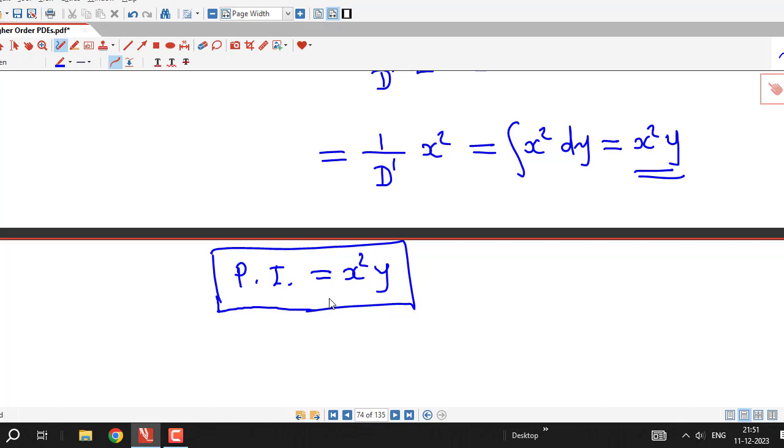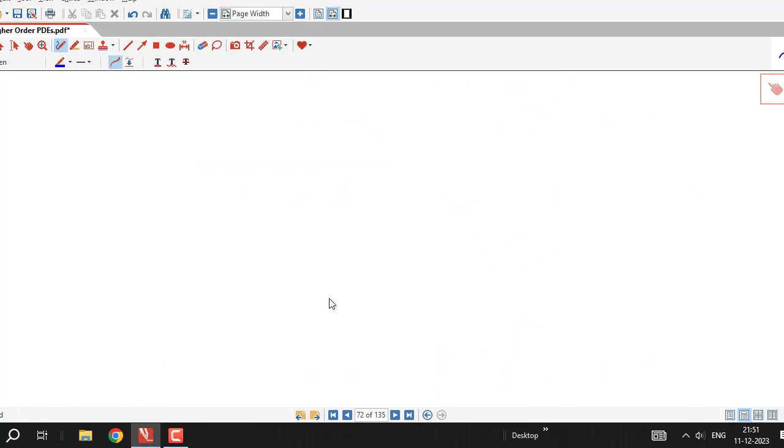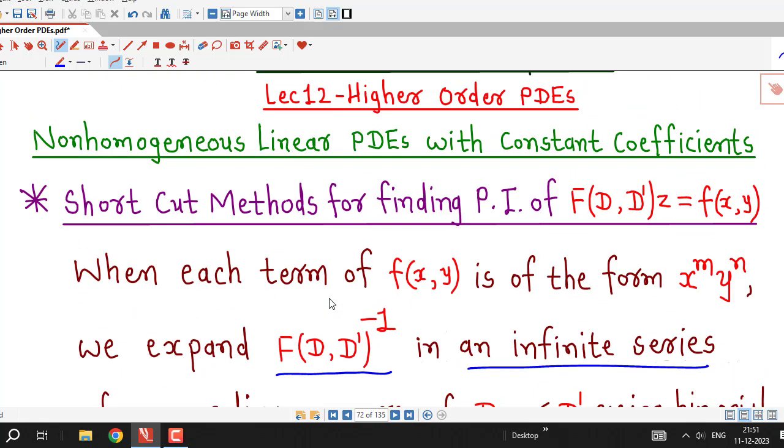In upcoming lectures we will discuss 2 more problems of this method, that is the shortcut method when the right hand side is a polynomial function of x and y.